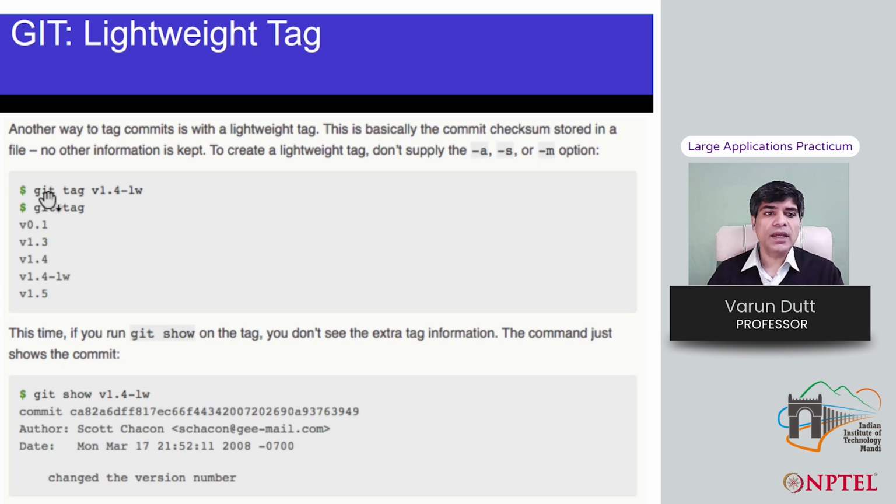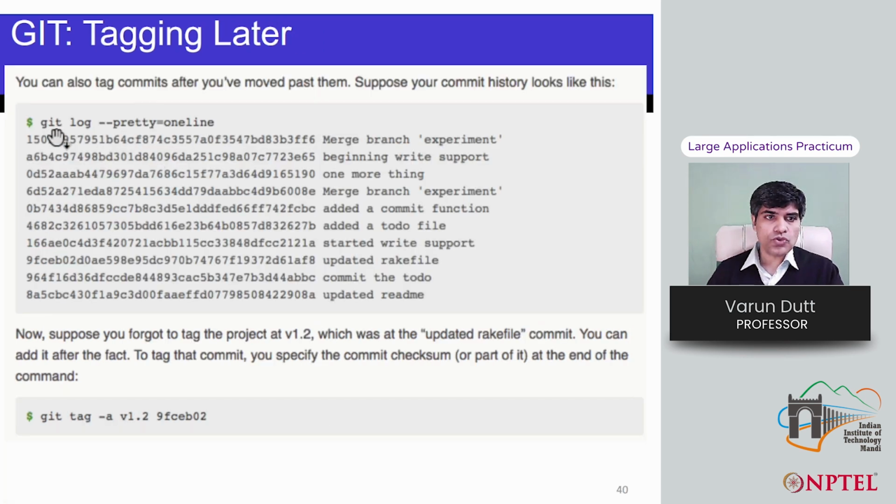On the other hand, lightweight tags can be created by writing git tag and the name of the tag. It's as simple as that, and it'll create a tag. You can also show what tags have been created by using the git show command, and it will show you the commit associated with that particular tag and the message which was posted with the tag.